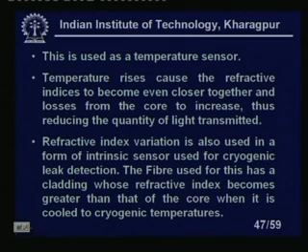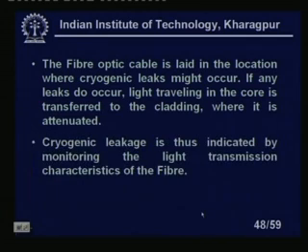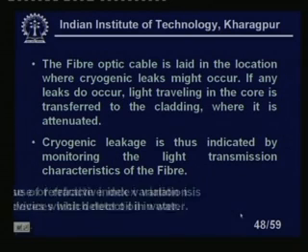Refractive index variation is also used in the form of an intrinsic sensor for cryogenic leak detection. The fiber used for this has a cladding whose refractive index becomes greater than that of the core when it is cooled to cryogenic temperature. The fiber optic cable is laid in the location where cryogenic leaks might occur, and if any leaks do occur, light travelling in the core is transferred to the cladding where it is attenuated. Cryogenic leakage is thus indicated by monitoring the light transmission characteristics of the fiber.